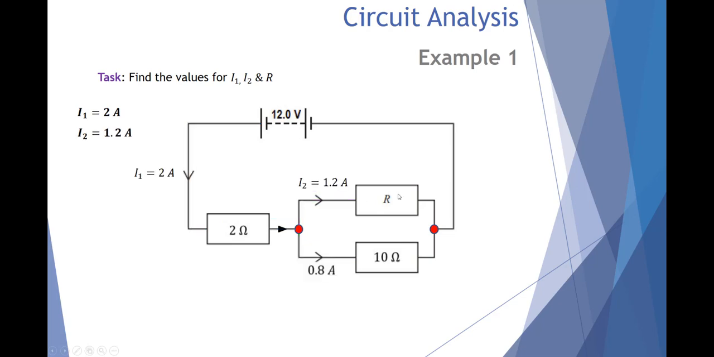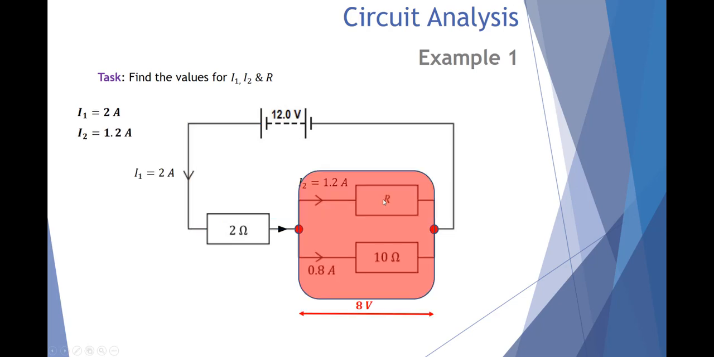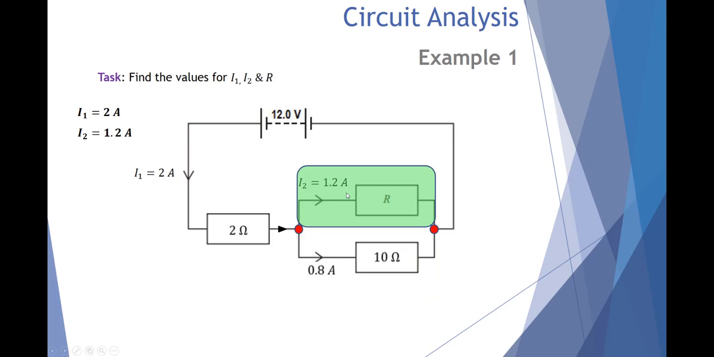Okay, all we have left now to work out is the resistance R. Again, this whole parallel branch has got 8 volts from this point to this point in the circuit, which means the bottom branch has 8 volts across it, and the top branch also has 8 volts across it. So let's look at the top branch. We're asked to find the resistance R.